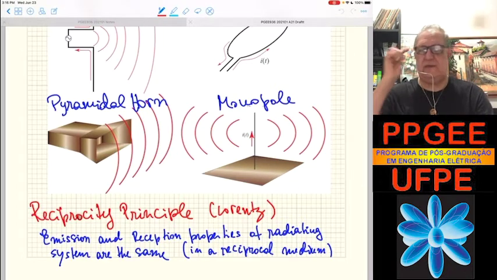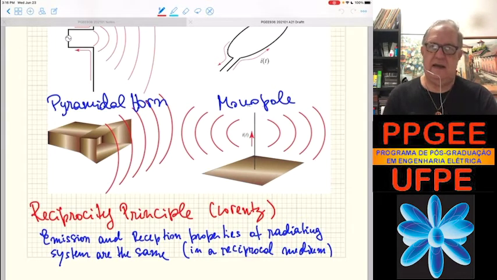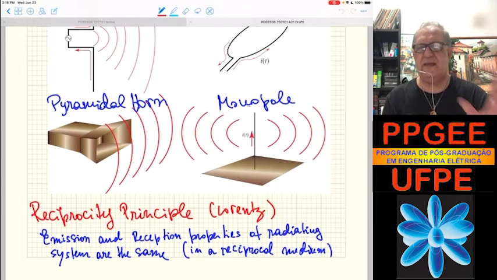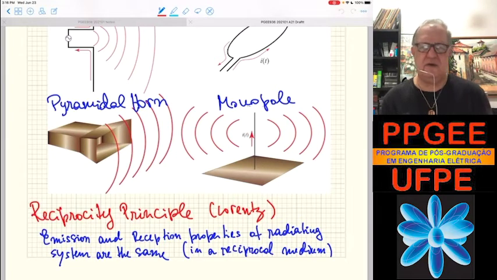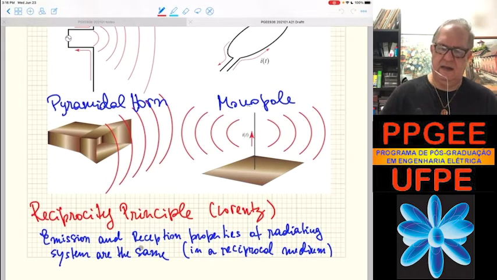There is also an important principle which establishes that if you determine the radiation properties of a given radiator, that radiator is going to have the same properties relative to the reception of radiation. So this is a very general principle. We are not going to go through that, but you can demonstrate it and put it into an equation. Once you establish the radiation pattern of an antenna, you can determine the detection pattern of the antenna directly. Okay, that's the reciprocity principle. We are not going through that.